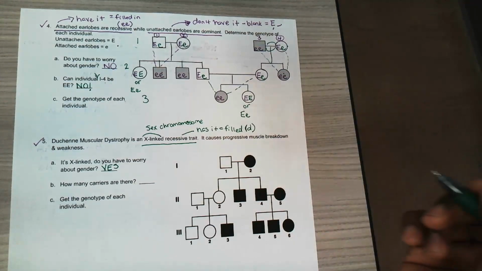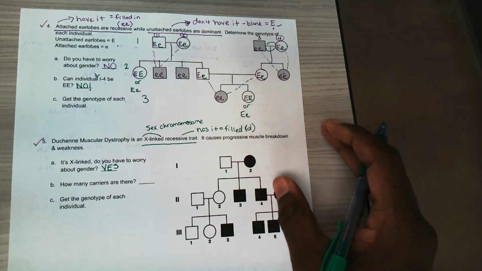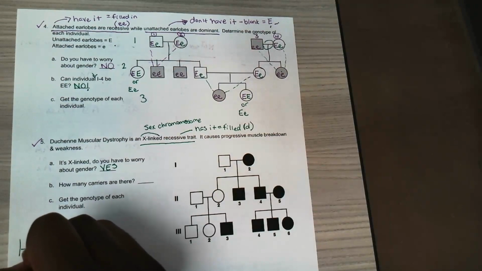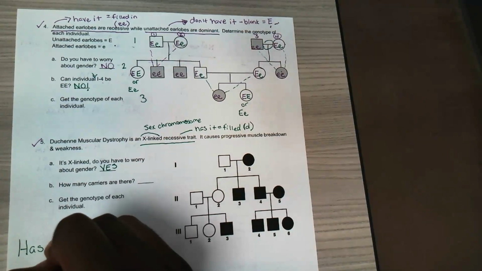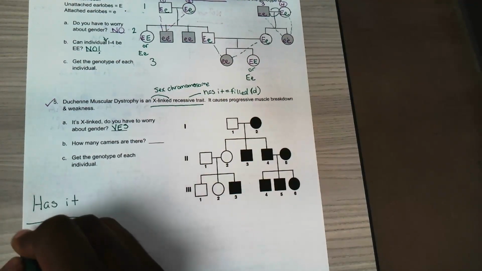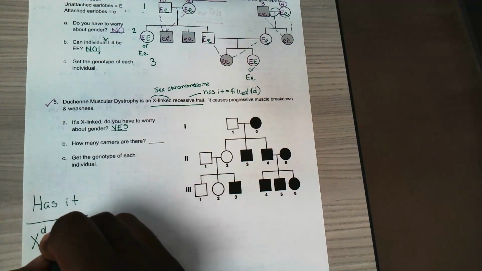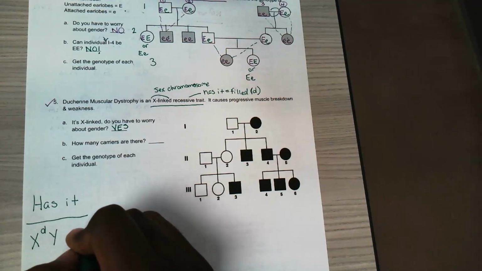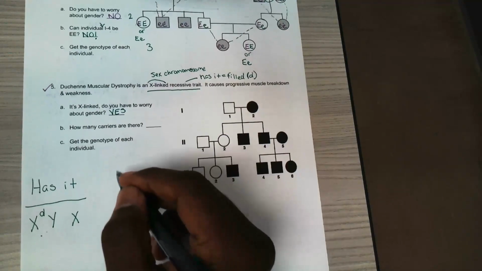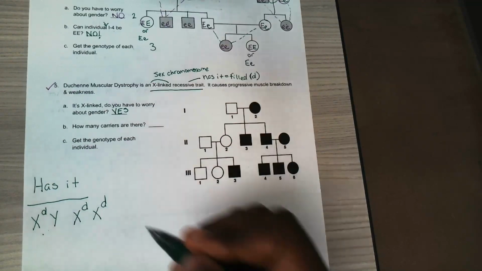Now, the easiest thing to do is to figure out what the genotypes are of the males and the females that have it. If they have it, we know it's going to be X with the exponent of little d for our male, and then our female will be X with the exponent of little d.